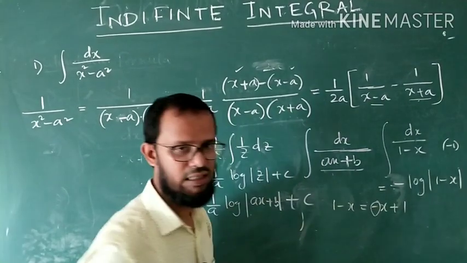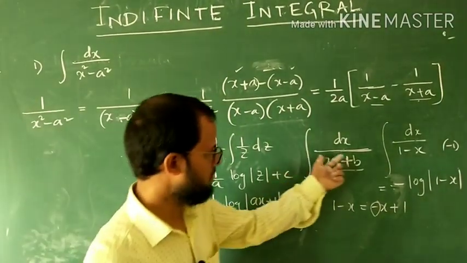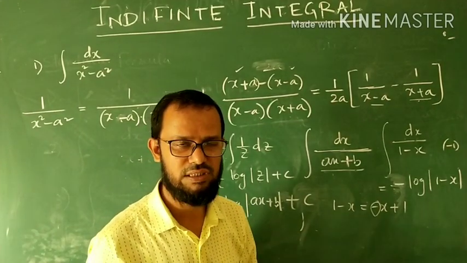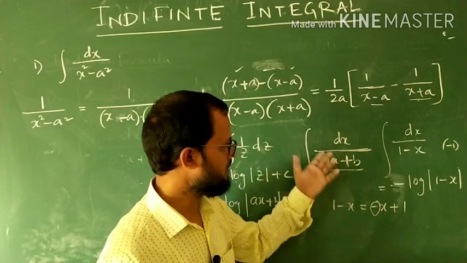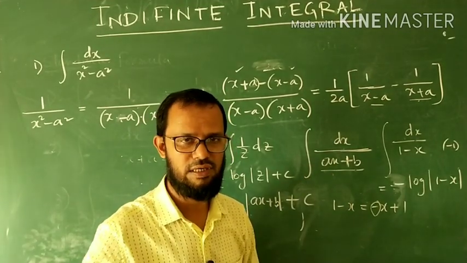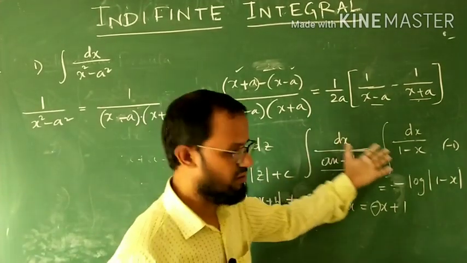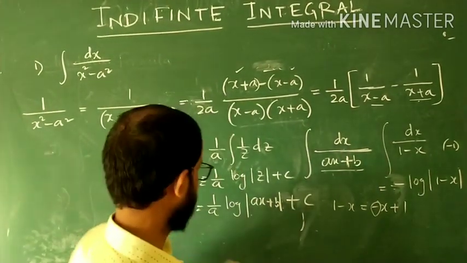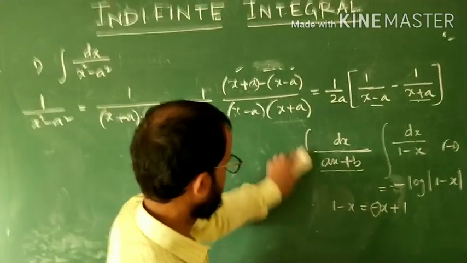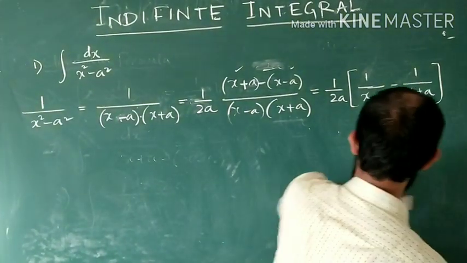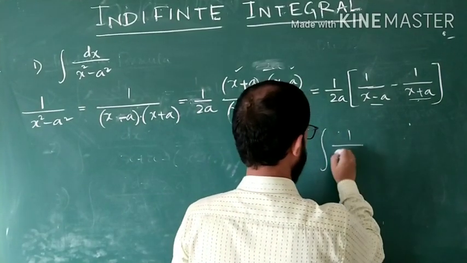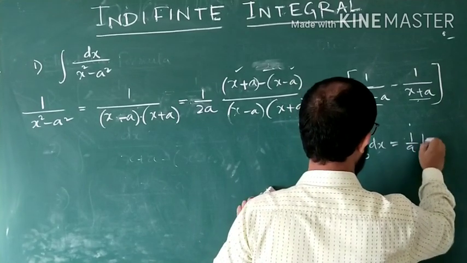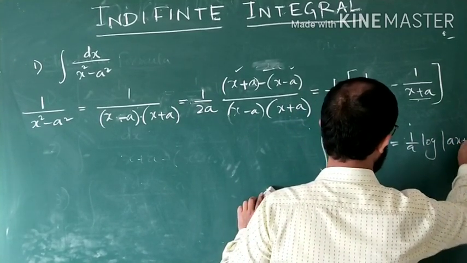Okay, I hope you understand. This type of small concept should be very clear in you. If it is clear, there is no problem, you can easily solve any type of integration. So remember all this important small concept I have discussed; please note it down. So finally, you remember this particular expression: integral of 1 by ax plus b dx is equal to 1 by a log modulus ax plus b.